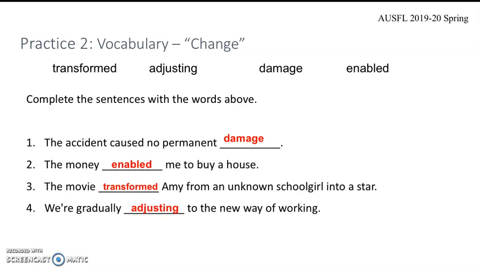You will see that the word enable is used in its structure. The money enabled me to buy a house, enabled someone to do something. Also, you can see that the word transform is used in a certain way here. Transform someone from something into something else. So from and into is commonly used in this context with the word transform. And the last one is adjusting. Again, you see that it is used with the preposition to.